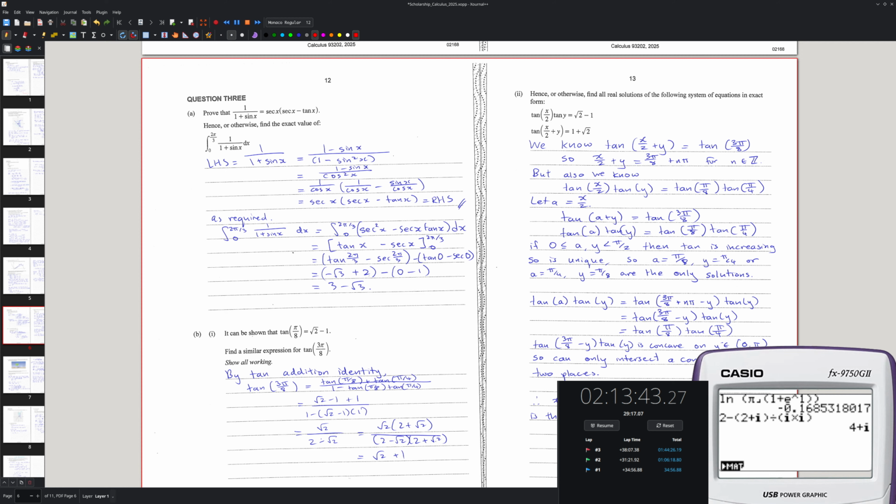Really? Hang on, I'll just check that. Tan of 5 pi on 8 should be negative, right? We're checking this possible solution: x equals pi over 2 and y equals pi over 8. The first equation, does that work? Tan pi on 4, yes, that works. And then the second one also works. So x equals pi on 2, y equals pi on 8 works, and otherwise x equals pi on 4, y equals pi on 4 also works as well.